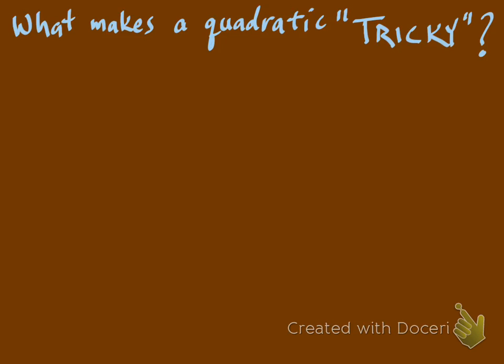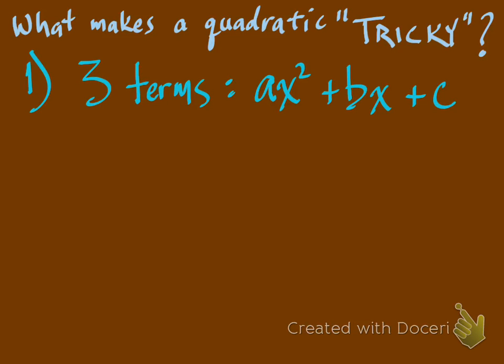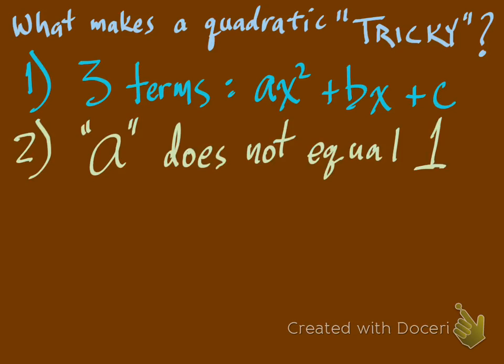Well, we are talking first about quadratics in three terms: ax squared plus bx plus c. You've seen a lot of quadratics like that. What makes it especially tricky is when the a term does not equal a positive 1. If it equals a 2 or a 3 or a negative 1 or a positive 17, it doesn't matter. Anything other than positive 1 multiplying the x squared part of your quadratic makes it a tricky quadratic.